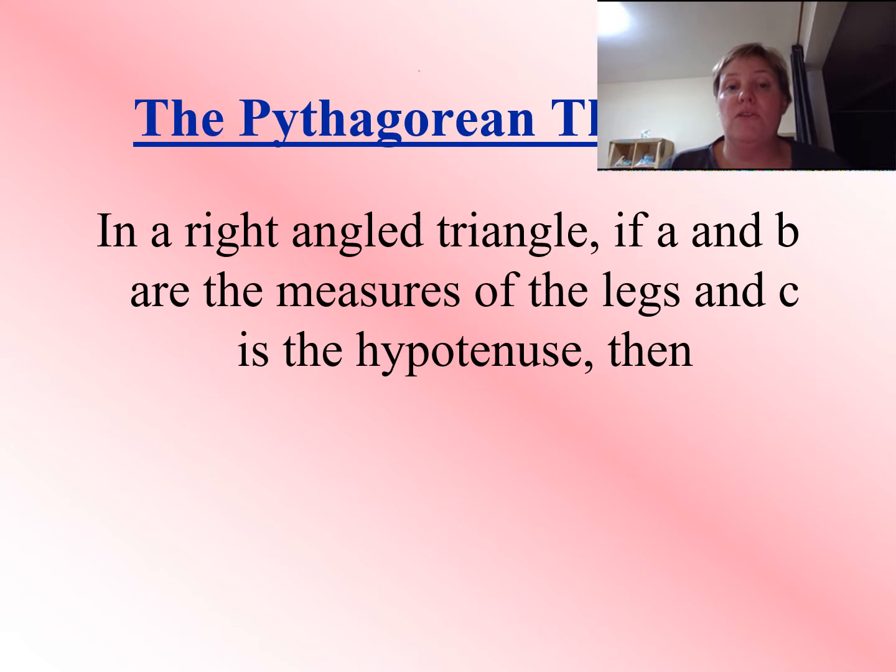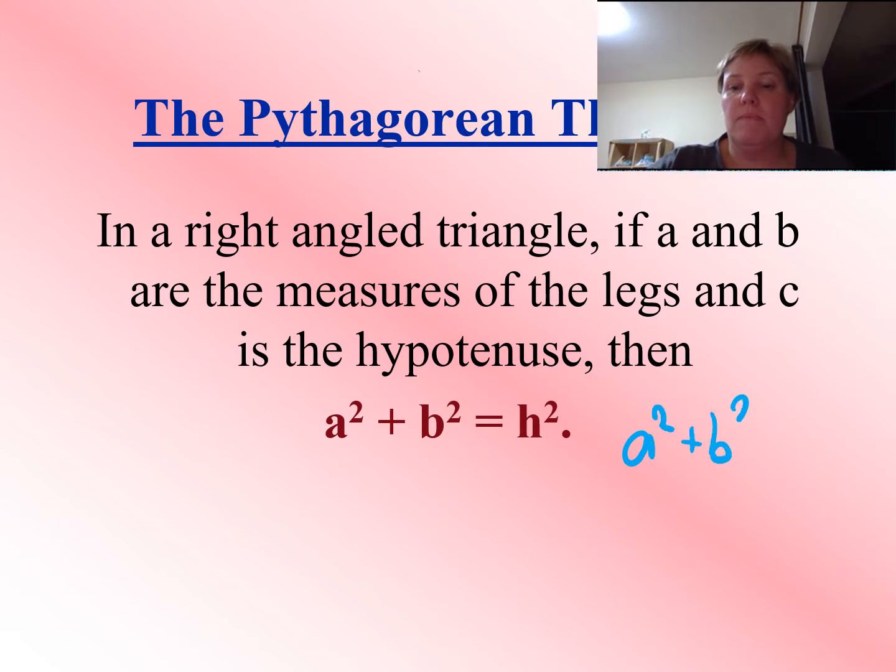So let's actually have a look at the theorem. The theorem says this: in a right-angled triangle, if A and B are the measures of the legs and C is the hypotenuse, then A squared plus B squared equals H squared. Depending on the textbook you use, you sometimes see that H squared can also be called C squared. That is quite normal. I tend to use H squared so that I remember that it's actually the hypotenuse we're talking about, not just any other side.